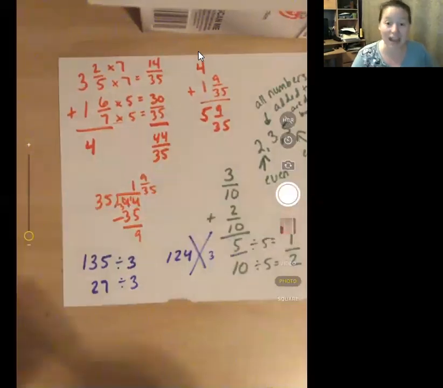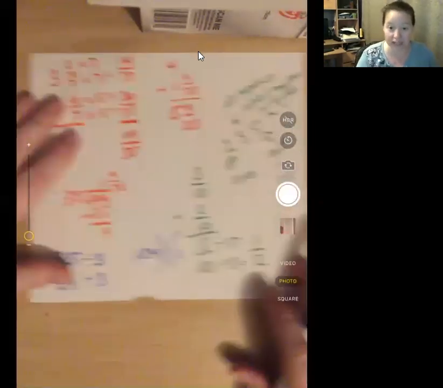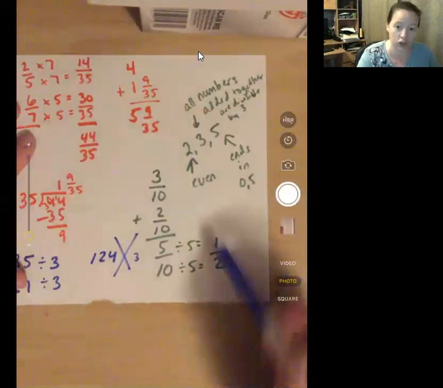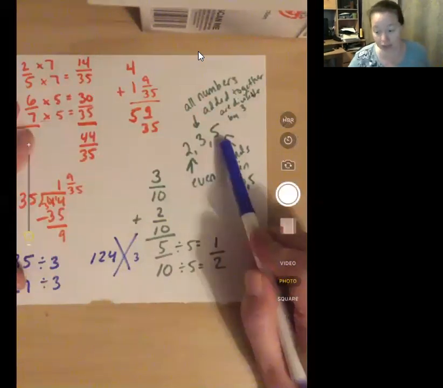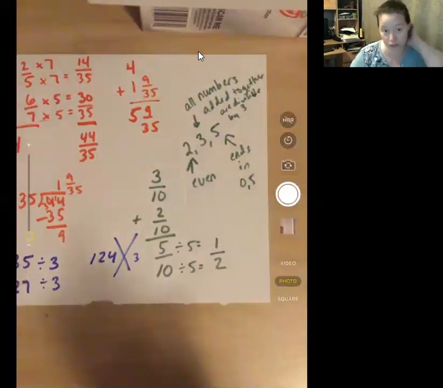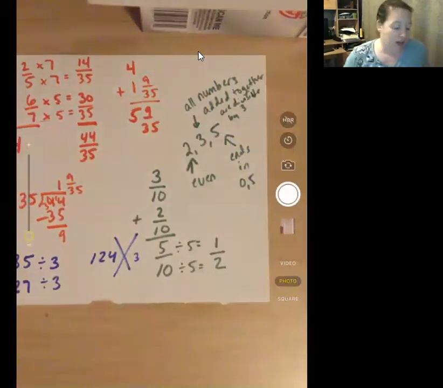The only ones that I'm asking you to look for taking out for simplification are 2s, 3s, and 5s. Okay? Not asking you to look for any of the other ones. I'm just asking you to look for those. Hopefully that cleared things up a bit.